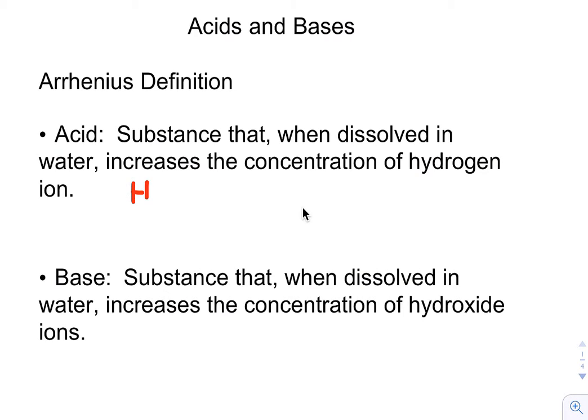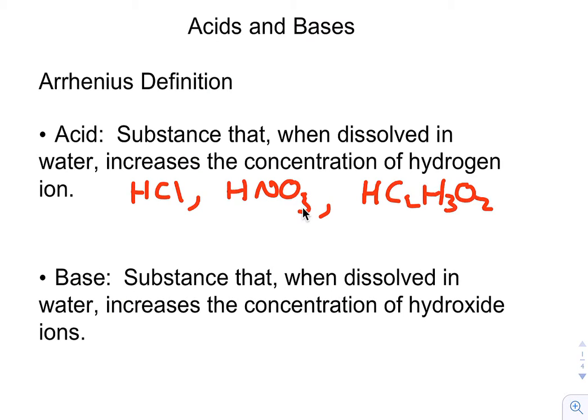So we have our common HCl, HNO3, so hydrochloric acid, nitric acid, and perhaps acetic acid, HC2H3O2, which is in vinegar. Bases, when dissolved in water, increase the concentration of hydroxide ion. So this would be our ionic substances that have hydroxide as the anion. So NaOH and KOH are good examples of these.